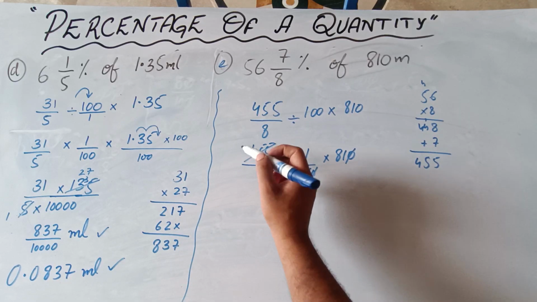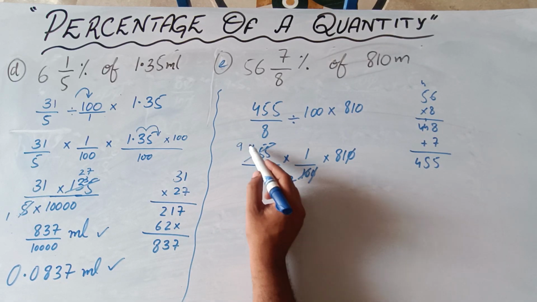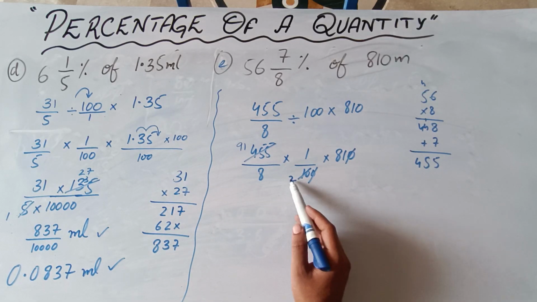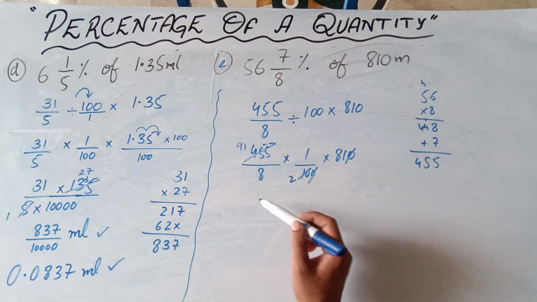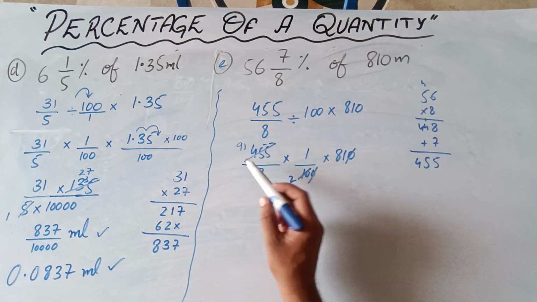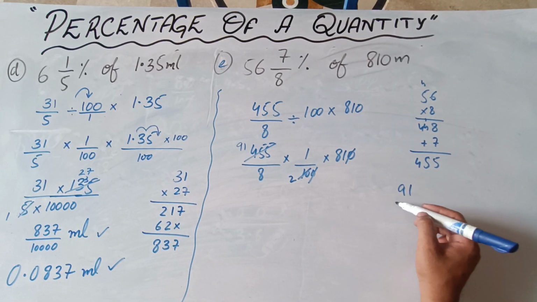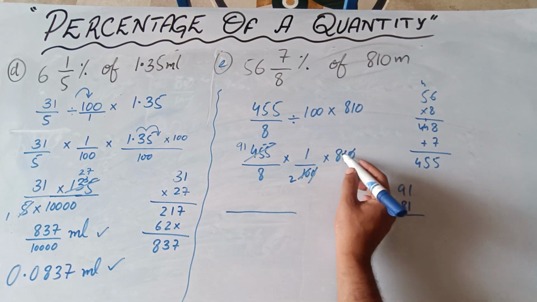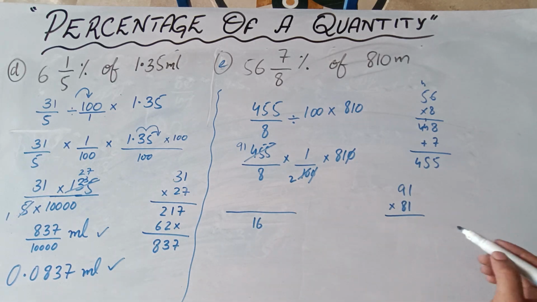5 times 9 is 45. 5 times 1 is 5. So 8 2s are 16. Now nothing is cancelling like over here. Now we are getting 91 multiplied by 81 in the numerator, and in the denominator 8 times 2 is 16.